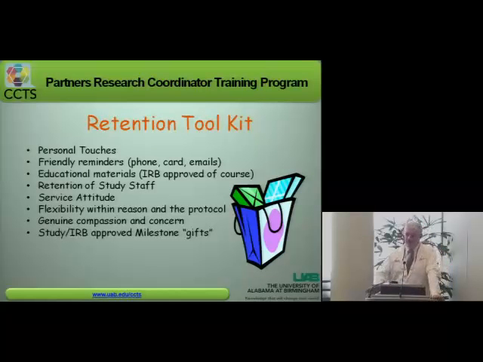Retention tools: give them a gift. Everybody loves a trinket. I don't see as much now in oncology as I did in CV. In CV, everybody got calendars or coffee cups or things like that. Sometimes it doesn't even have to be that much. Sometimes it's a pat on the back. Sometimes it's, how are your grandkids? That's a retention tool, because the patient believes you really care about them.